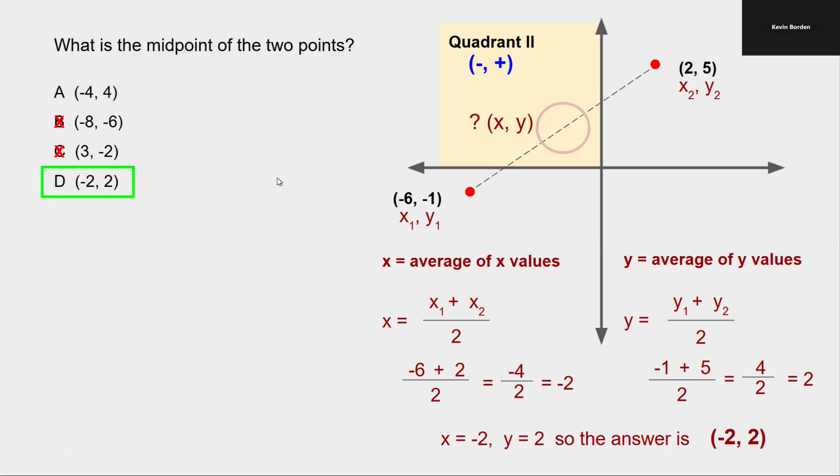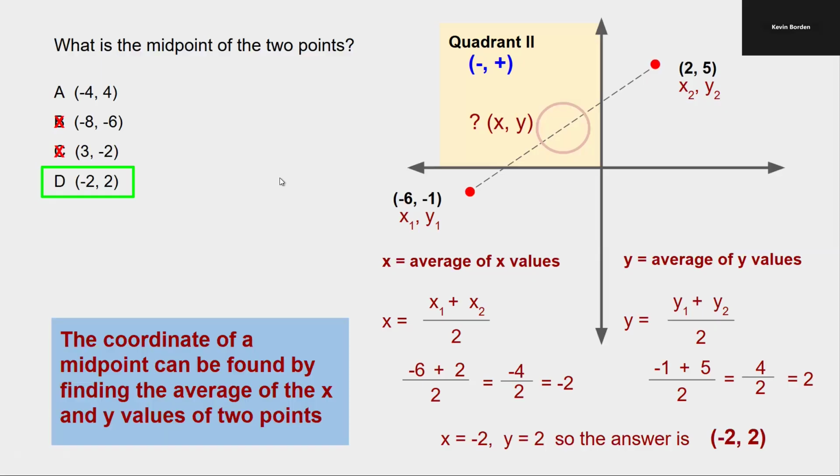So our main takeaway from this problem would be that the coordinate of a midpoint can be found by finding the average of the x and the y values from 2 points or 2 coordinates. That's it for today. I hope you feel better prepared to handle a question involving the midpoint of 2 coordinates.